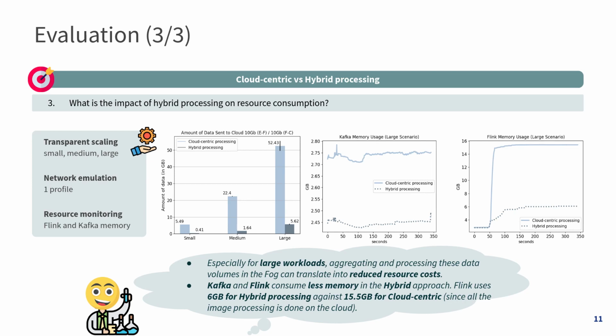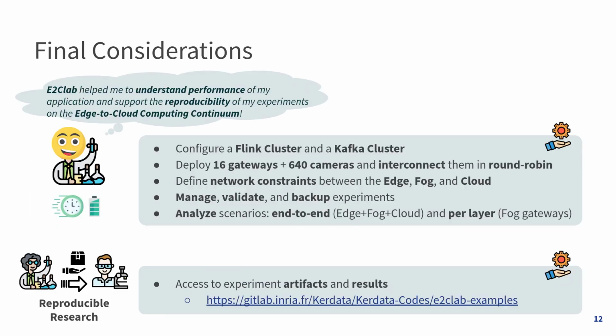And in the third graph, we can see that Flink uses 6 GB for hybrid processing against 15.5 GB for cloud-centric. So, we have demonstrated how HPC helps you to understand the performance of the applications and how the hybrid processing approach and the cloud-centric one perform in this scenario.